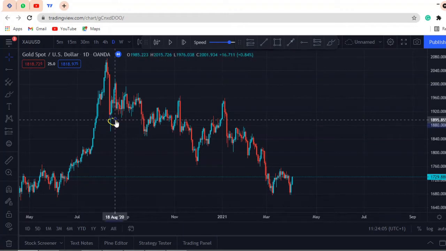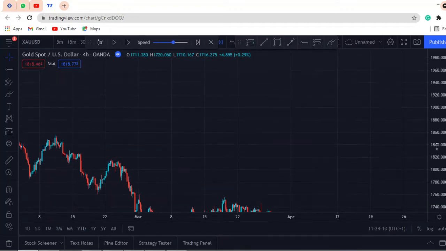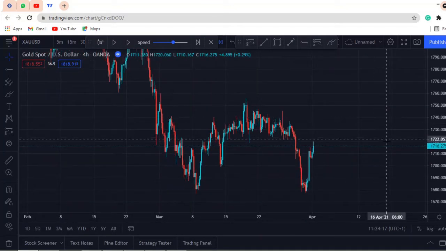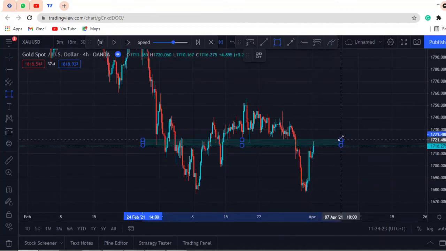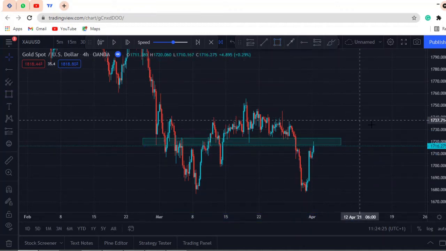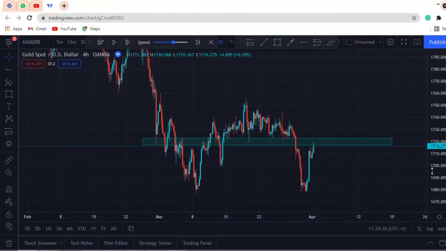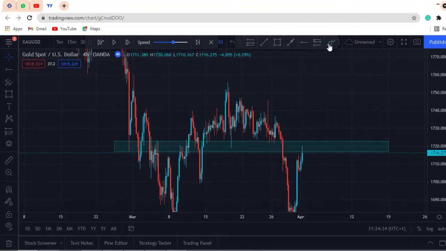Then we'll see how we'll have done this. Okay, so going down to the 4-hour time frame, let me zoom this out. So let's assume that you drew your zone here. Okay, and the reason why you drew your zone here, let me extend this a bit, is because of this.